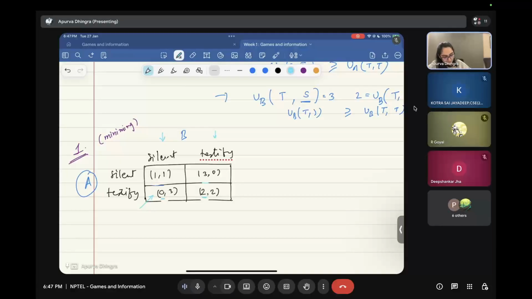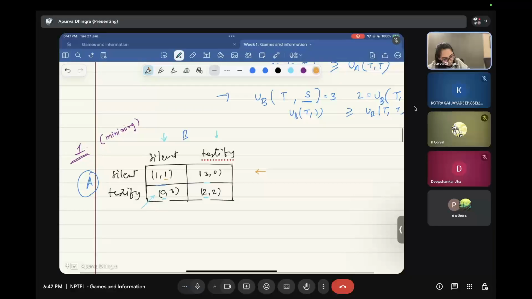Now let's repeat this from the perspective of B. B would also do the same thing. B would first assume player A is silent, compare 1 and 0, and say, okay, it's better to testify. And then if he assumes A went for testifying, he would compare 3 and 2 and say, okay, 2 is better. So the scenario where both of them agree that this is better than what they could have done, given the other player had another action, tells them that this is a stable point.